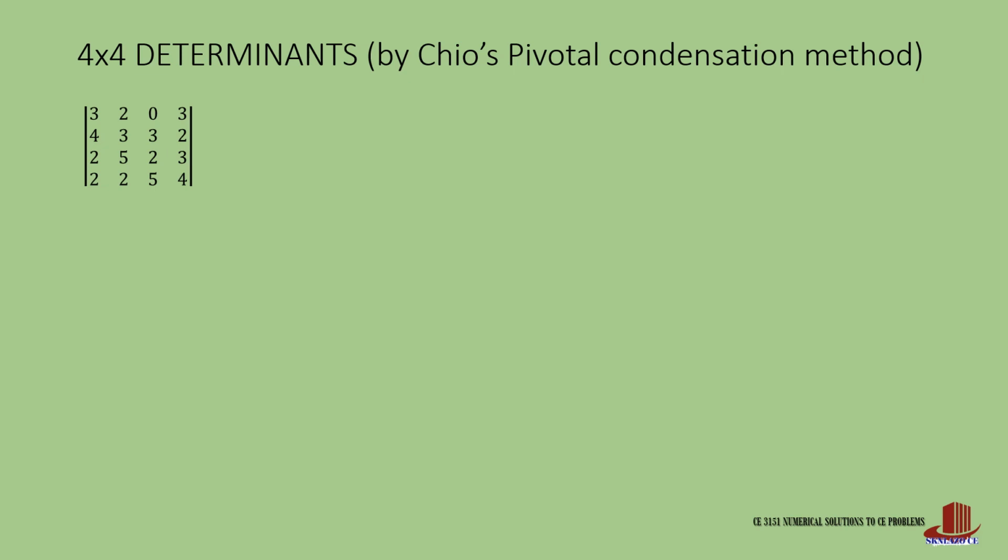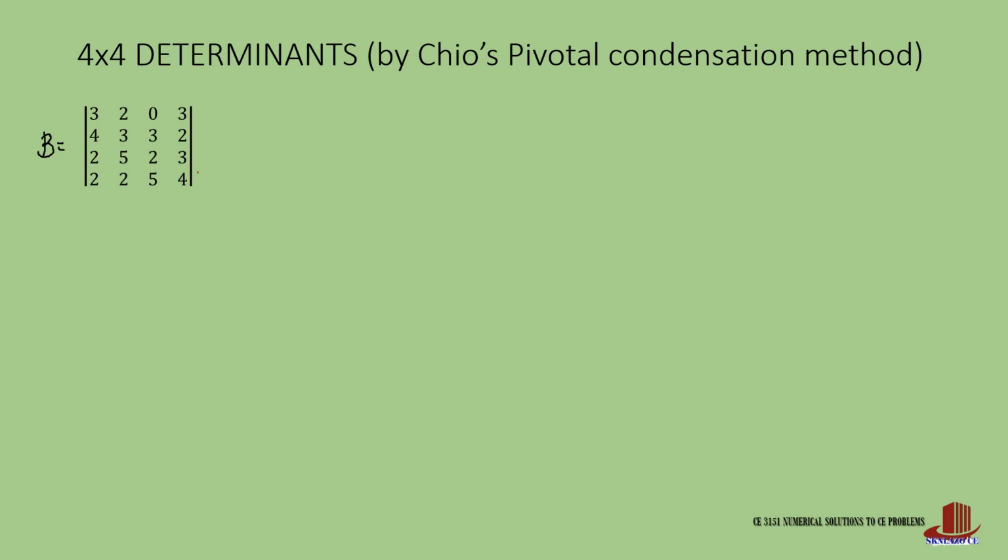Let's take this case. We had said that for Chio's pivotal condensation method, we are supposed to look for the element valued 1 to make it as our pivot element. However, in our matrix, let's say matrix P, we do not have any value 1. What we would do would be to look for an element wherein we are going to convert that element with its column or its row into 1.